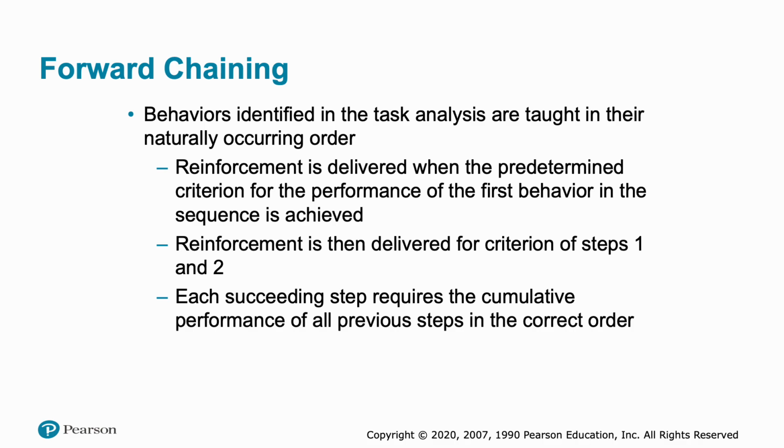So the first chaining procedure that we will be discussing is forward chaining. And remember, these different chaining procedures are methods that we have within behavior analysis to teach behavior chains, to help a learner acquire these particular skills, these complex set of skills that we're trying to teach. So with forward chaining, what we are doing is we're breaking down this complex set of behaviors or sequence of behaviors, okay? And we're only going to focus on teaching the learner to complete the first skill in the chain. So behaviors identified in the task analysis are taught in their naturally occurring order.